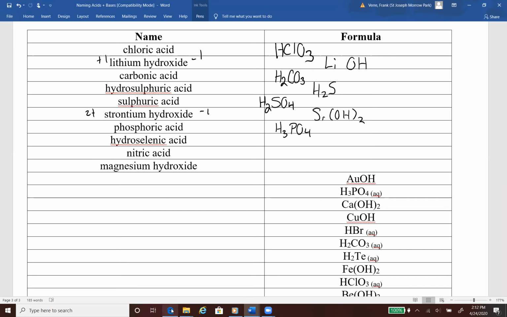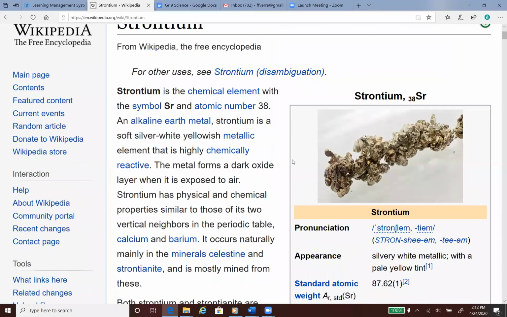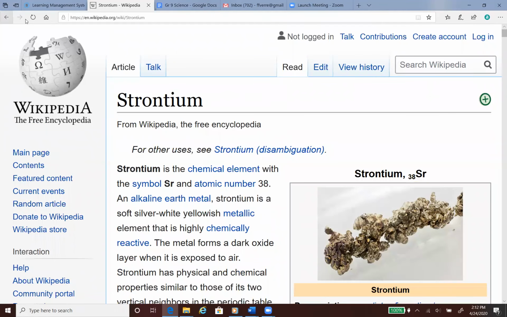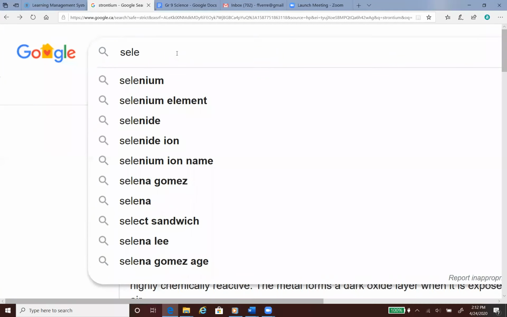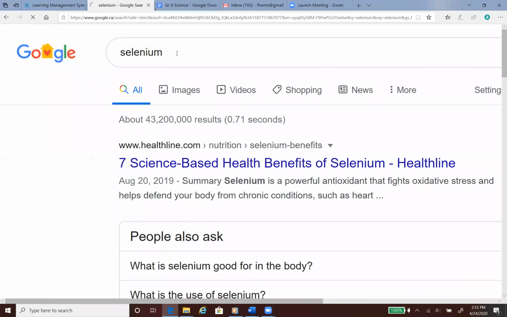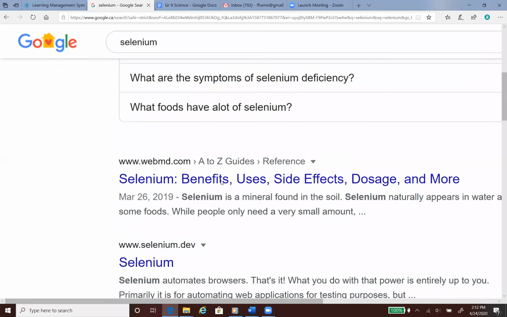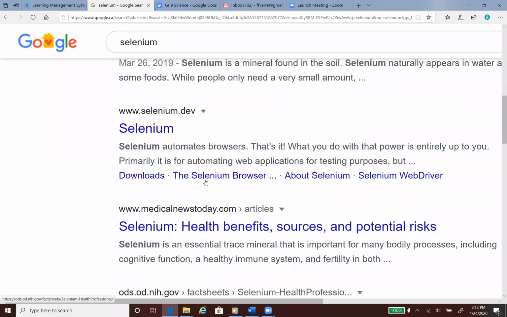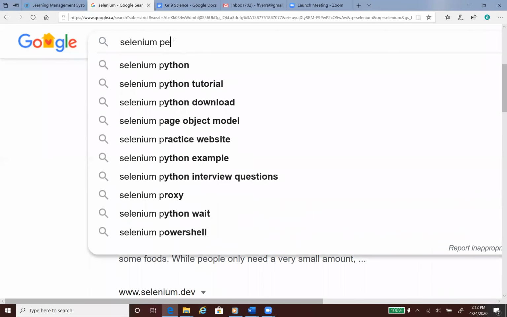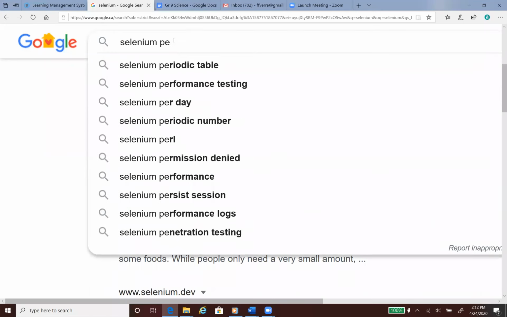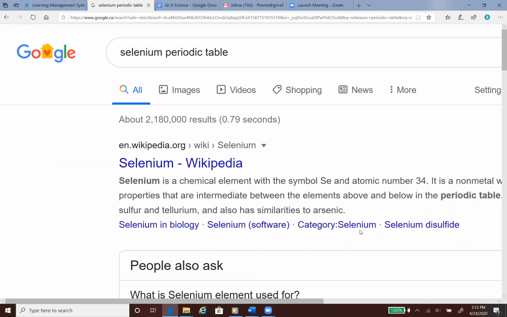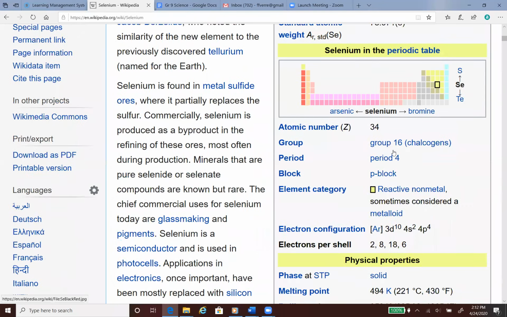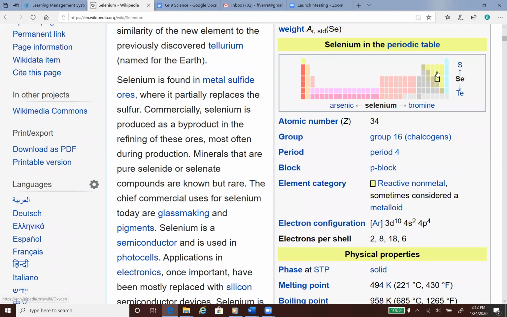Hydroselenic acid, so we have to look for selenium. Where is selenium? Let's look up selenium. Let's see, periodic table. See what comes up. All right. I don't mind Wikipedia. Wikipedia is fine. Says it's atomic number 34. You can see where it is.